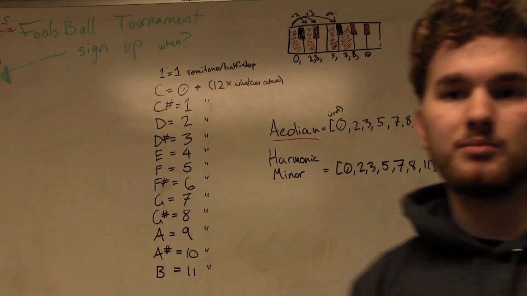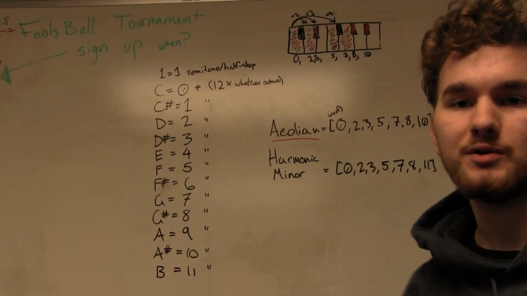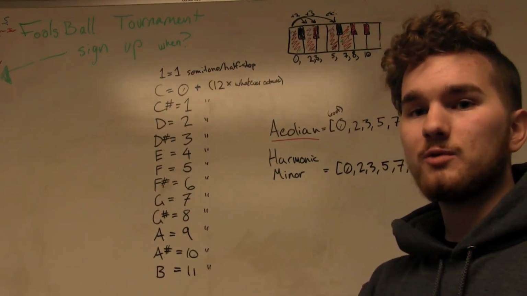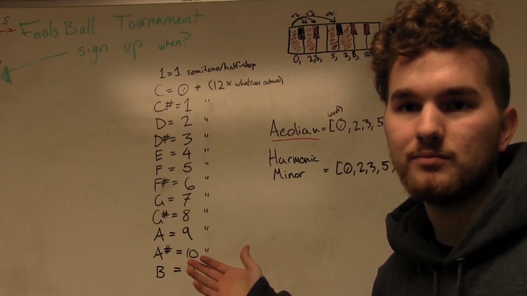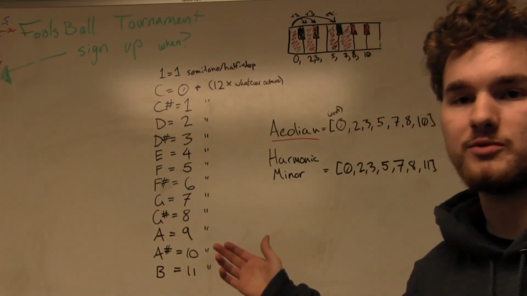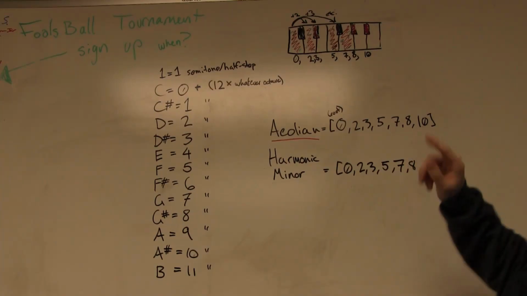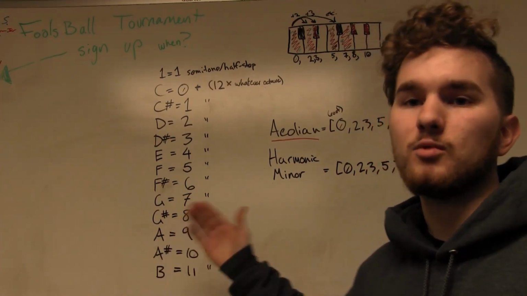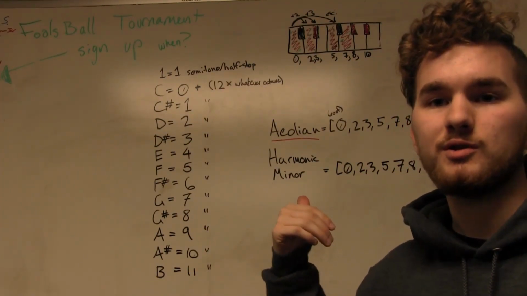And that's what makes up Aeolian. Not necessarily C Aeolian, but just Aeolian in general. We do the same thing with harmonic minor. We can get pretty much the same thing, except with the sharp 11, or sharp 7, right? We're just going to get out of frame for a second. But yeah, 0, 2, 3, 5, 7, 8, and 11. Obviously I had more than just these two, but I'm just using these two examples.